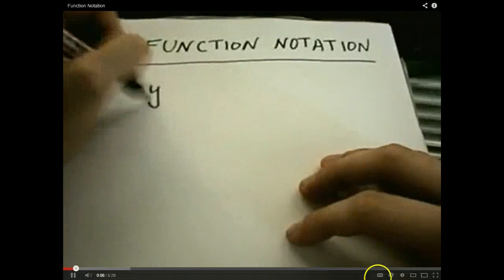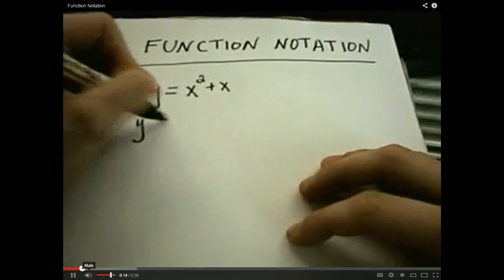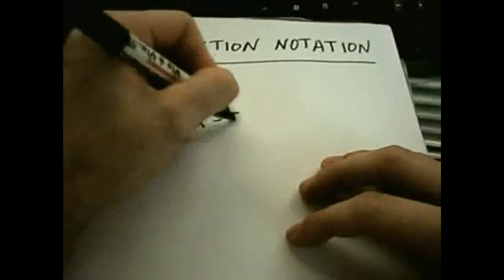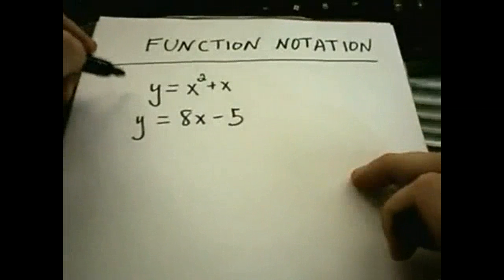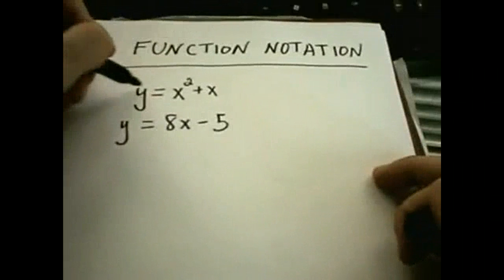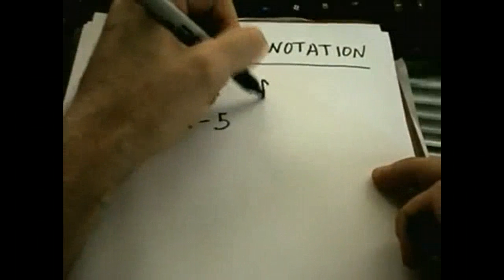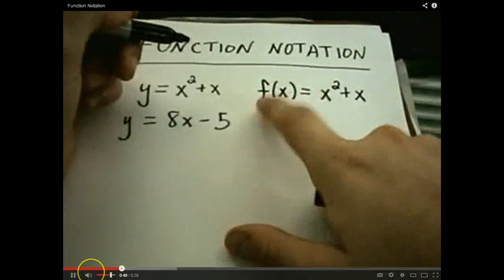You're probably used to seeing equations written as y equals maybe x squared plus x, y equals 8x minus 5, things of this nature. The idea is, maybe you have a couple of equations that you have to deal with in the same problem. I always thought of function notation as somehow being like a name. So instead of using y, we're going to replace it with f. So it says f of x equals x squared plus x. I always just thought about f as being the name.